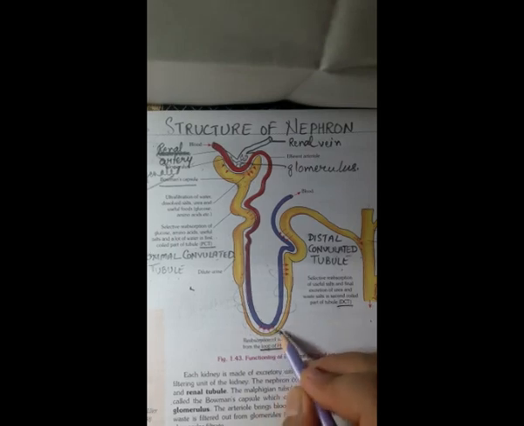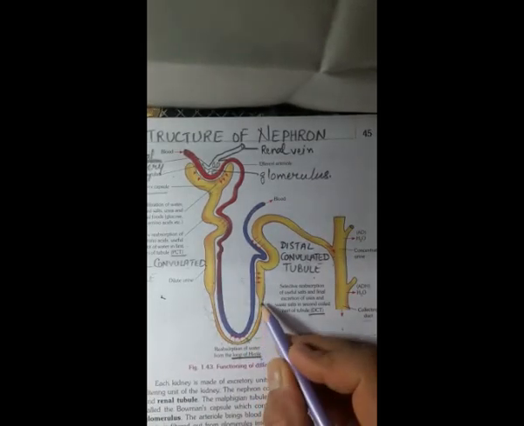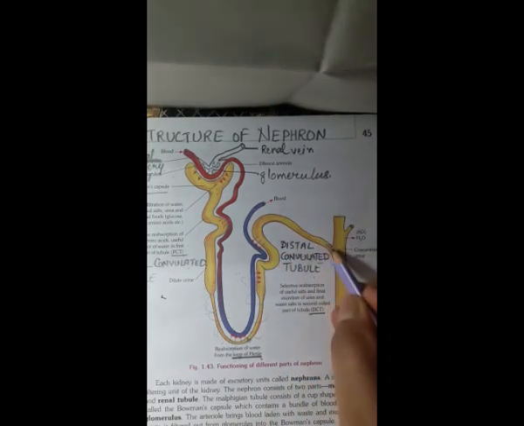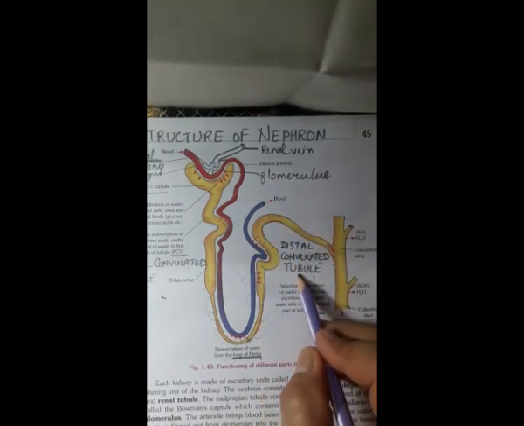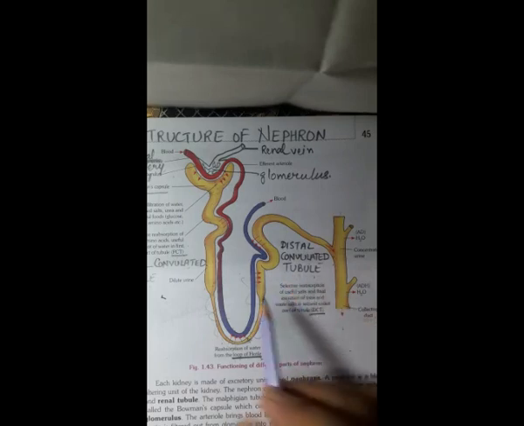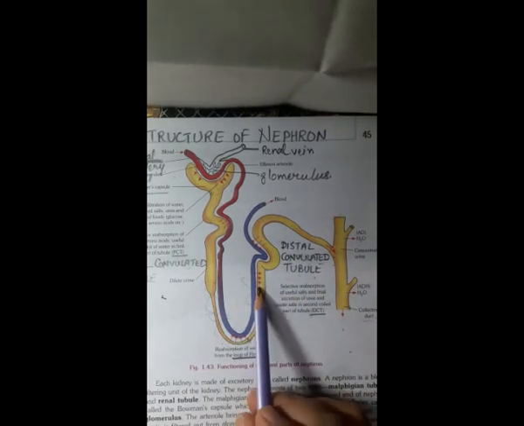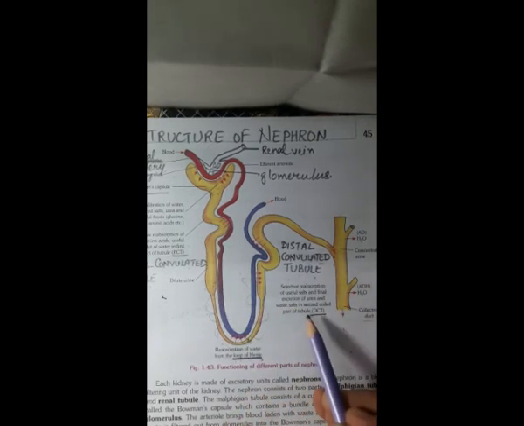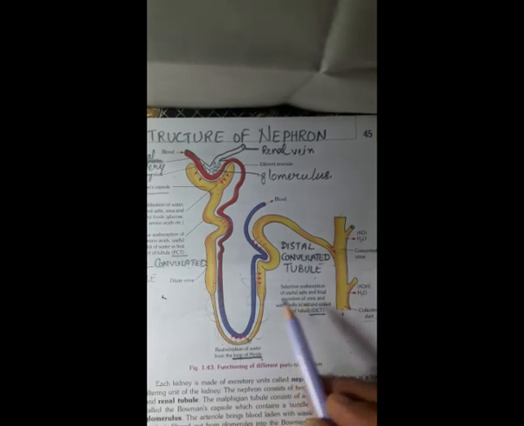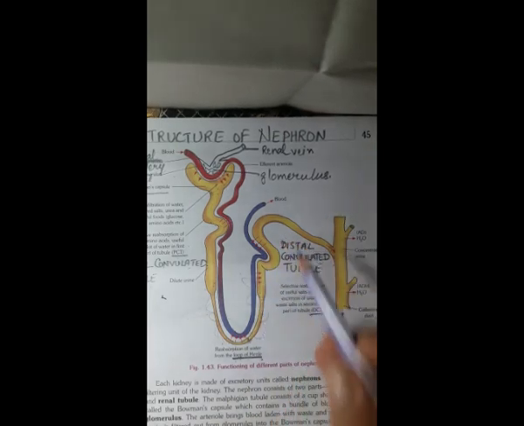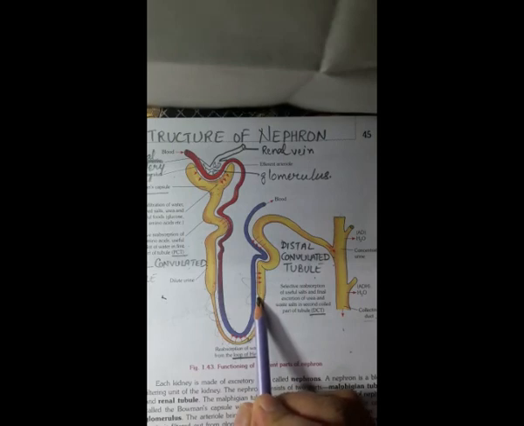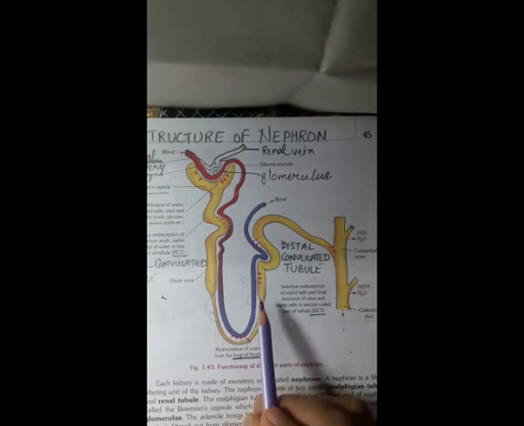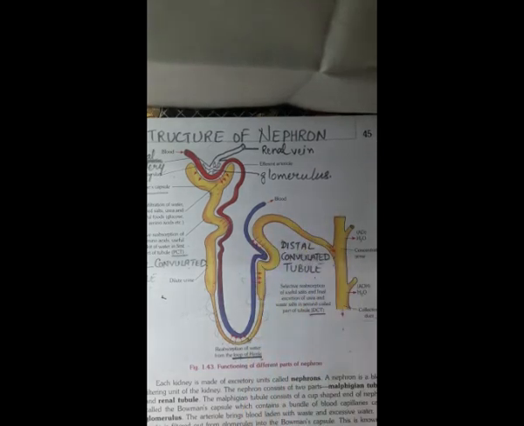From there, the material is pushed into this part of the tubule called distal convoluted tubule or DCT. In the distal convoluted tubule, again selective reabsorption occurs. Again the useful salts are reabsorbed, and the final excretion is done here. Final waste material removal occurs in this part. All right.